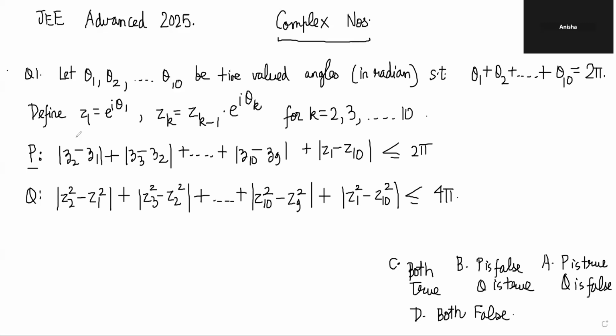Have you understood what Z1, Z2 and all mean? Yes. Okay. What is special about these 10 complex numbers? Sir, they are- one second.